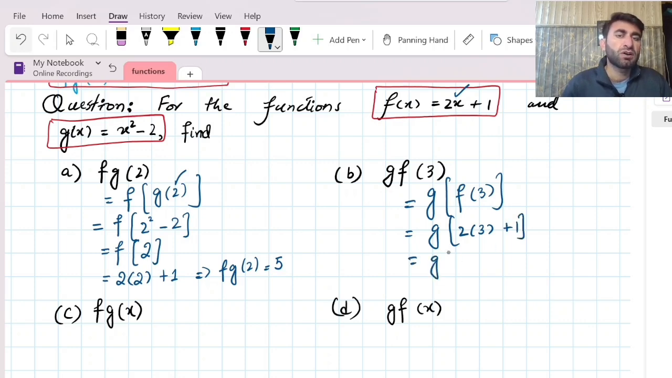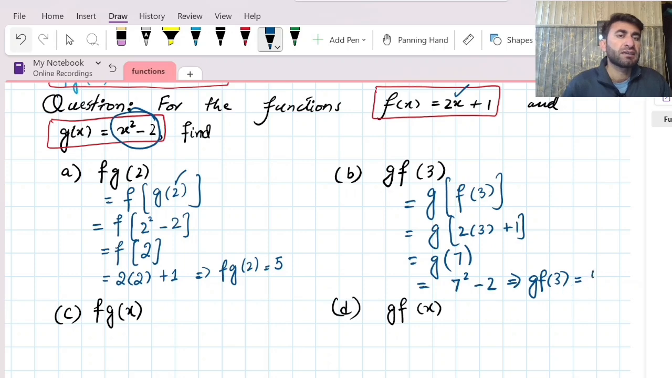Let's simplify it. It will be g of 2 times 3, 6 plus 1 is 7. So now we need the value of g of 7. g of 7 means we have to replace the x of g of x with 7. So it will become 7 square minus 2, and we can see that g f of 3 equals 49 minus 2.